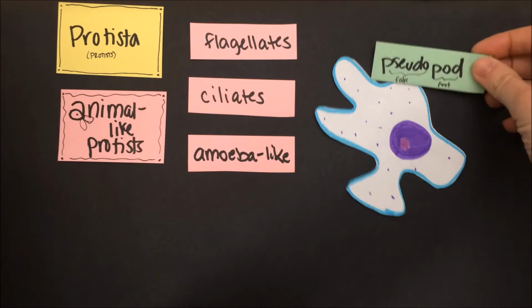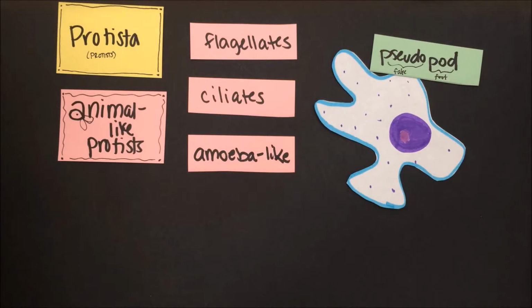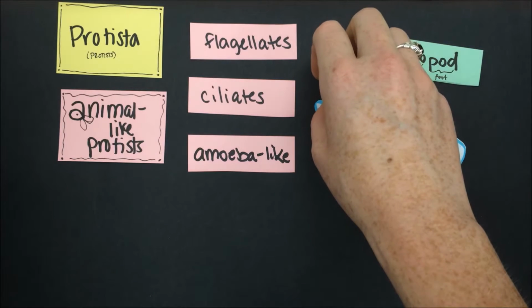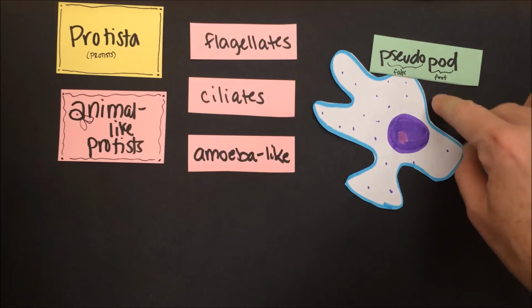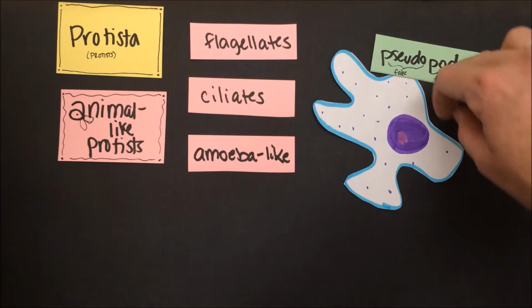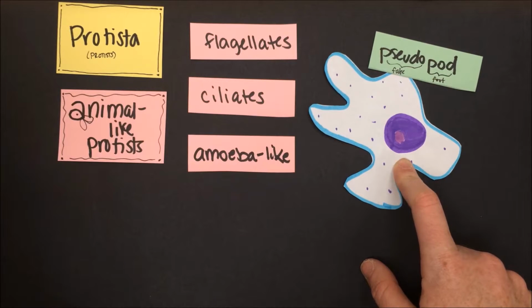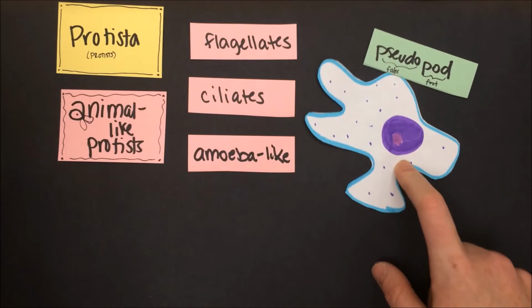Amoeba-like protists use a pseudopod or a false foot to help them get around. They extend out part of their cell membrane and then catch up the rest of their body. It's kind of like when you're taking steps down the street. You stick your foot out first and then the rest of your body catches up with you. However, amoeba and amoeba-like protists don't have feet, so they use a pseudopod.